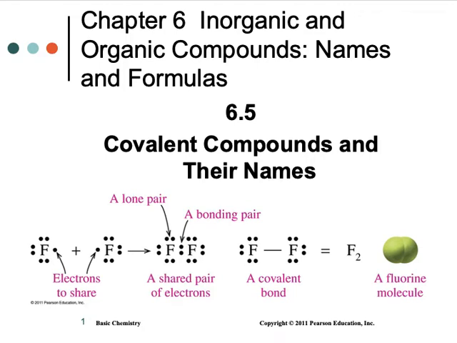Timberlake's Basic Chemistry, and we're in chapter 6.5 on covalent compounds and their names. Covalent means they're sharing valence electrons. The valence electrons are the last of the outer shell of electrons, and the subshells would be the s subshell and the p subshell together.